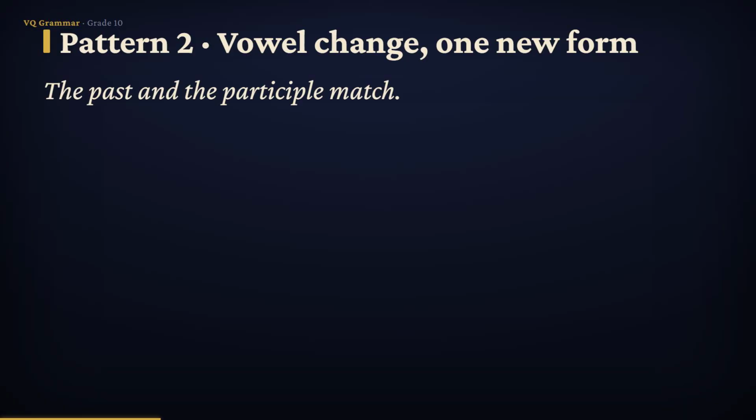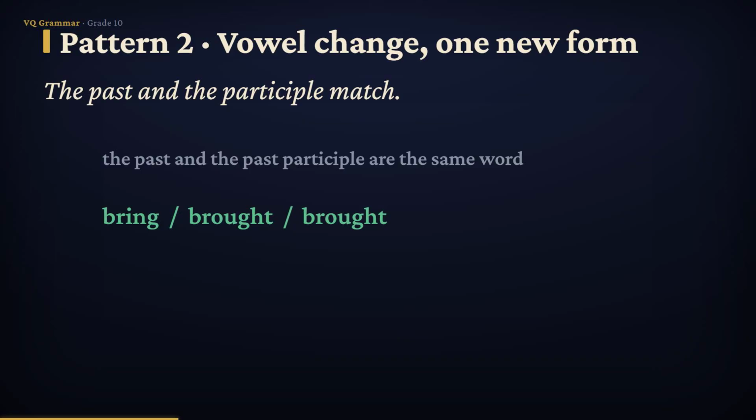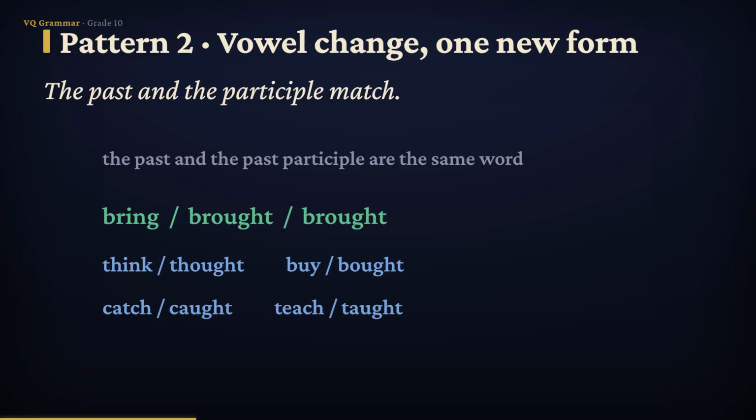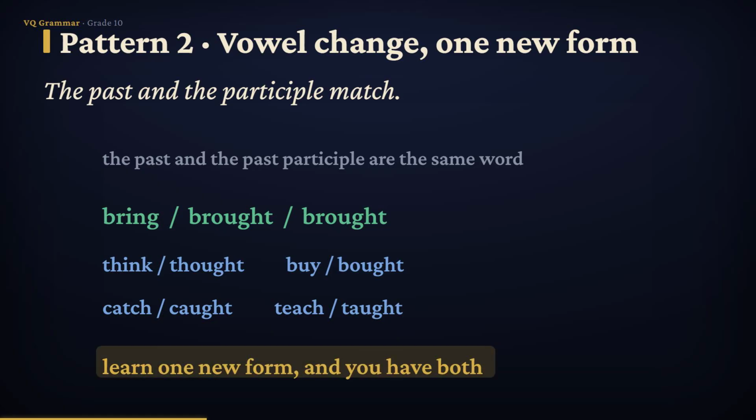The second family changes the vowel, and sometimes a good deal more, but it changes only once. In these verbs, the past form and the past participle are the same word. Bring, brought, brought. She brought the letter yesterday. She has brought it twice this week. Think and thought. Buy and bought. Catch and caught. Teach and taught. Can you hear that same ending ringing through all of them? For this family, you only have to learn one new form, and it covers both jobs.